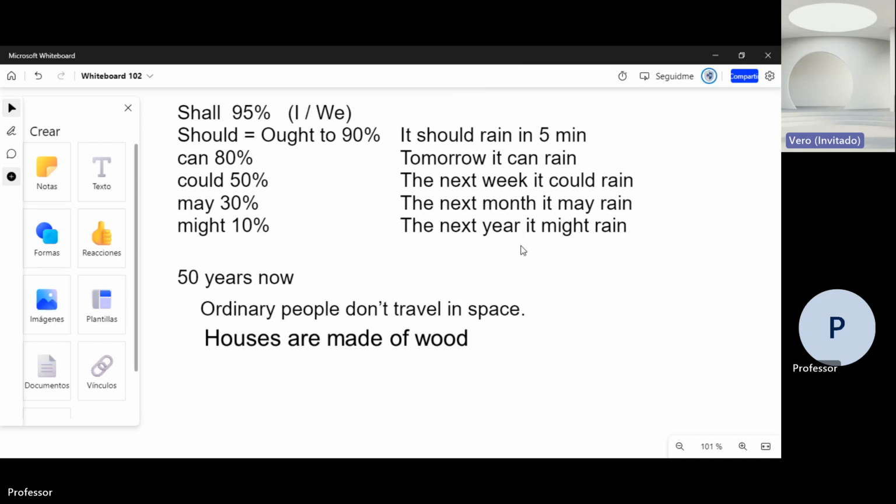How do you express that using a modal verb of probability? In the future, the houses should be built with recycled products. No? Okay.